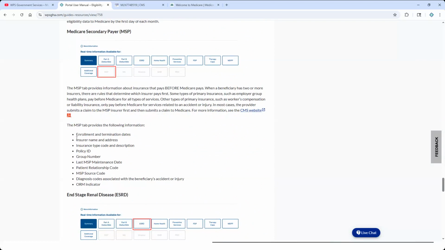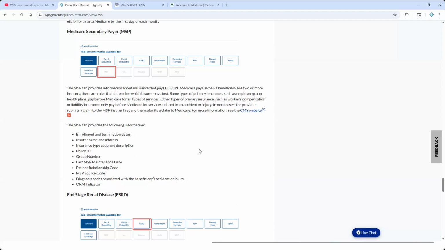So here it is. You will find enrollment and termination dates. These are key. The insurance name and address, insurance plan or insurance type, code and descriptions, plus all this other information. This information is brought to us from the CMS Common Working File through the 270/271 HIPAA standard electronic transaction. The 270 is the eligibility portion that goes out, and the 271 is the return of that. So this is what we're given.